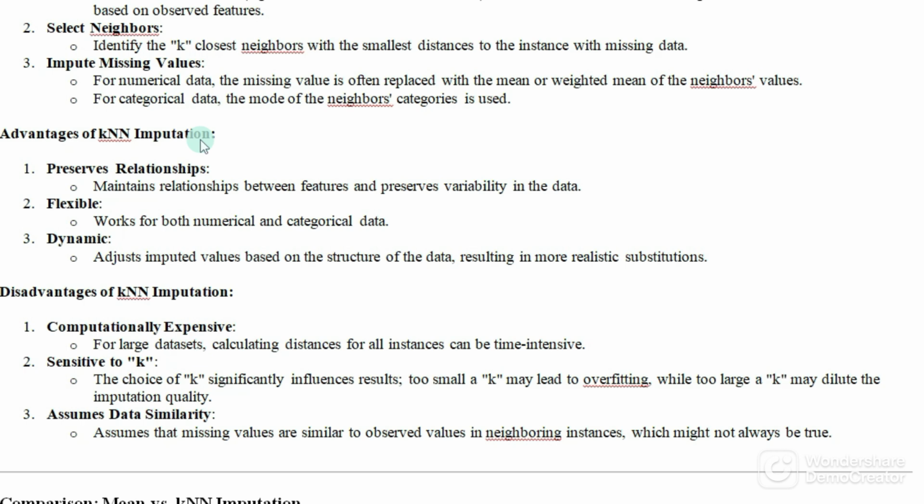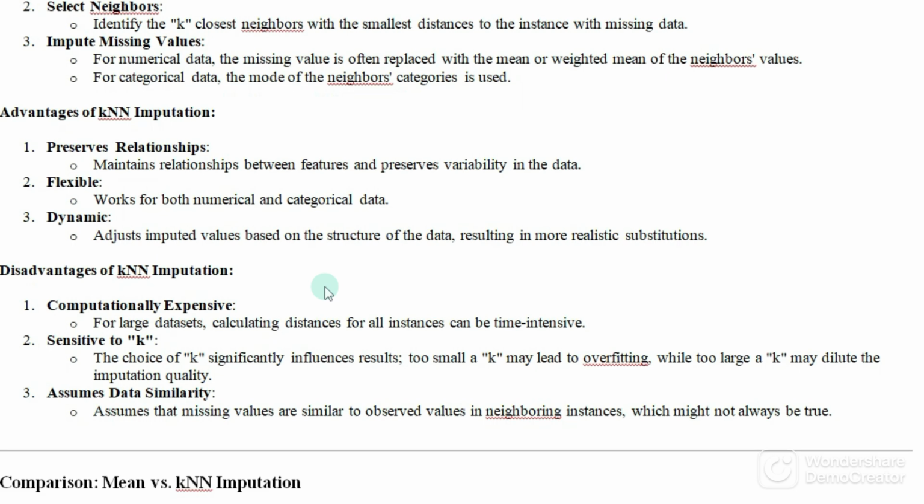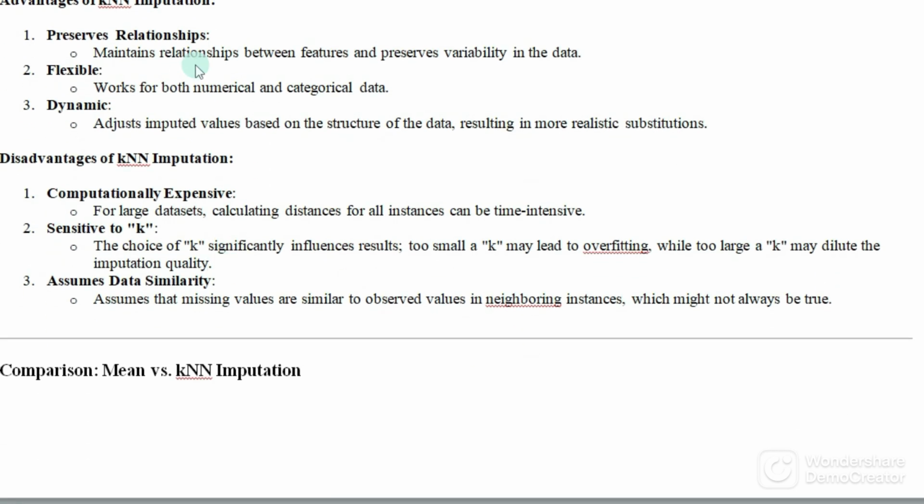Now let's see the advantages of KNN imputation. First is preserving the relationship. In the last method we see कि relationship कहीं ना कहीं loss हो जाती है. It is flexible, which works for both numerical and categorical data, and dynamic, that adjusts imputed values based on the structure of data, resulting in more realistic substitution. अभी last वाले में realistic data नहीं मिल रहा था, हमको थोड़ा artificial value मिल रही थी, तो it is dynamic also. So now let's see, advantages हैं तो disadvantages तो होंगे ही.